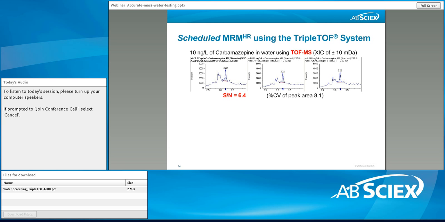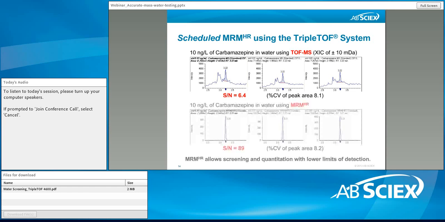And in this slide, there's a little comparison of what results you get out of the instrument operated in time-of-flight MS mode, or in MRMHR mode. If we quantify carbamazepine in TOF mode, extracting narrow windows of 10 milliDalton around the expected molecular ion, we have a limit of quantitation somewhere around 10 parts per trillion, 10 nanogram per liter, signal to noise of 6, and good reproducibility.